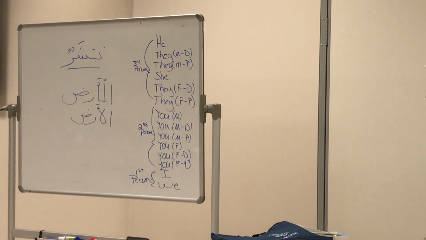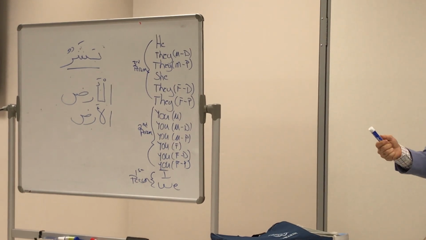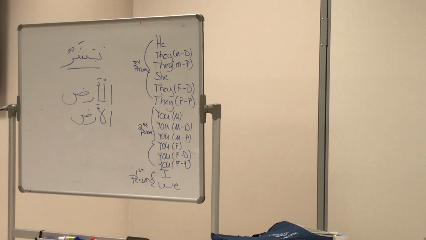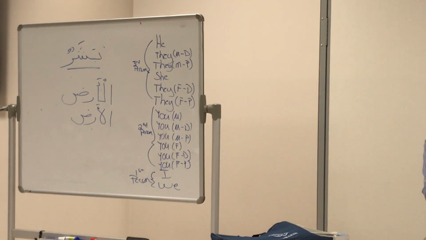Kataba. We just did this one. Fi'l, he wrote. Ala. Harf, very good. And the last word there, rahma. Ism. Right. Kataba ala nafsihi rahma. Allah has written mercy upon himself.